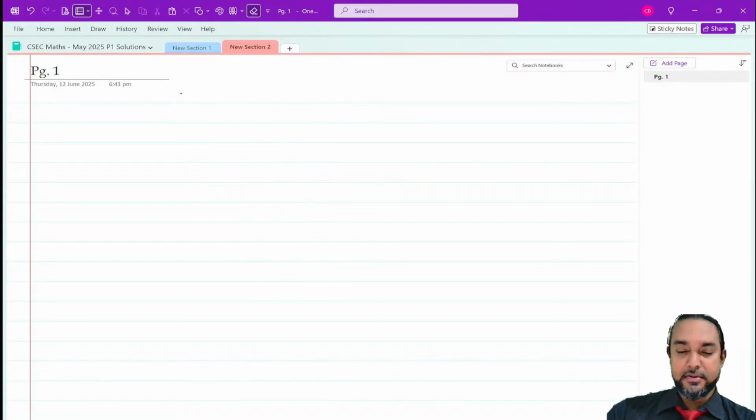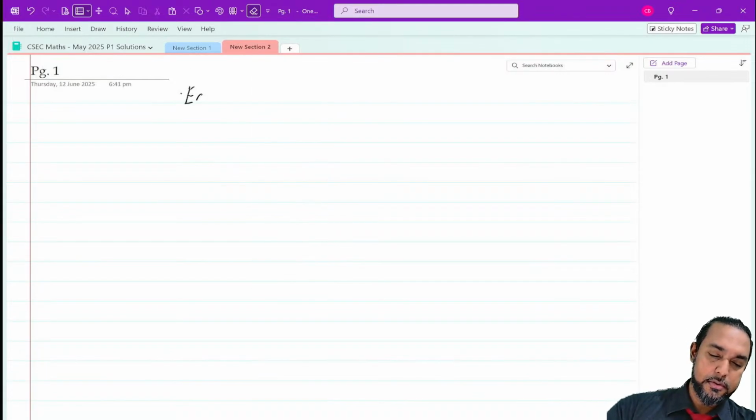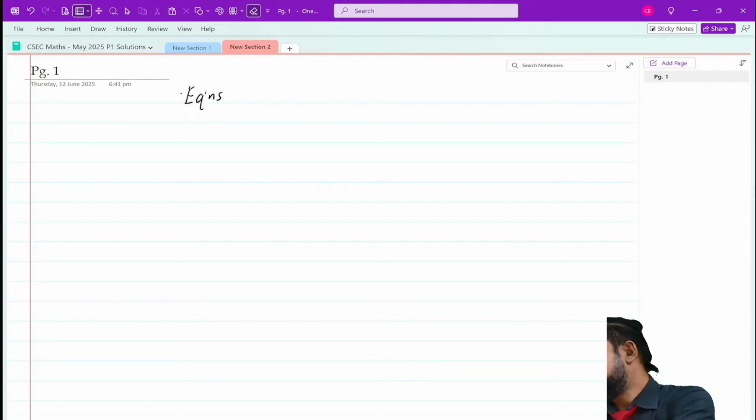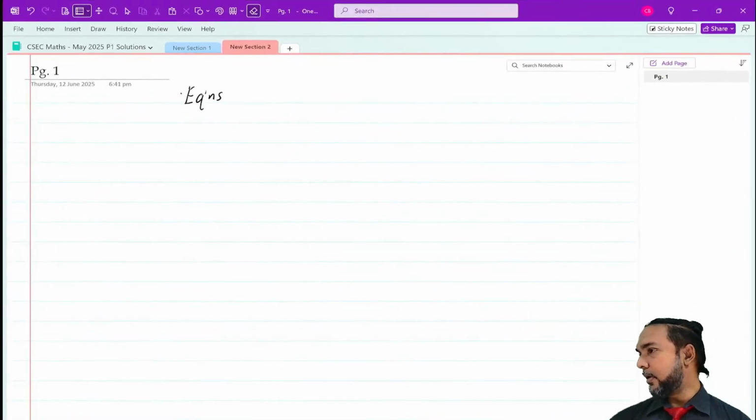So the correct term for this is equations. Oh, sorry. Okay, hold on, give me 1 second. There's a little connection problem. It should pop back up very soon. There we go. Right, back in again.